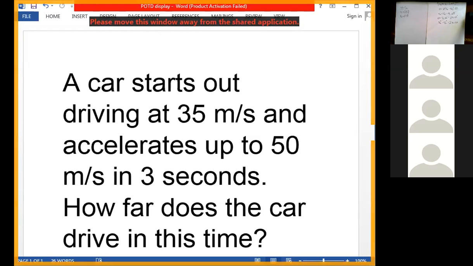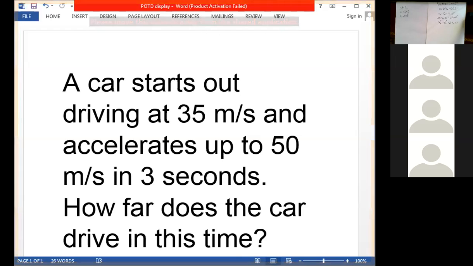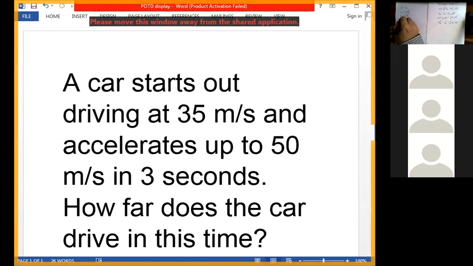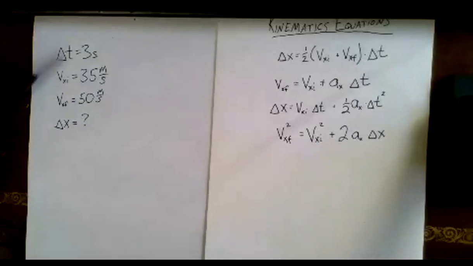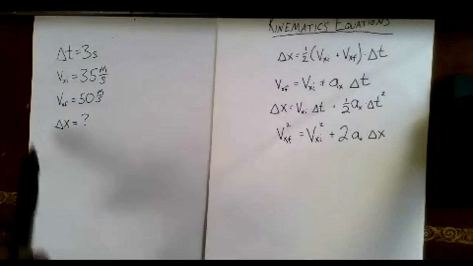So it looks like we have our 3 givens. We've got delta T, we've got VXI, we've got VXF. We just need our unknown. Which quantity are we looking for here? Displacement, right, perfect. So the displacement, or the delta X, is what we need to find. So we've got our 3 givens and our unknown. We're looking for the displacement.